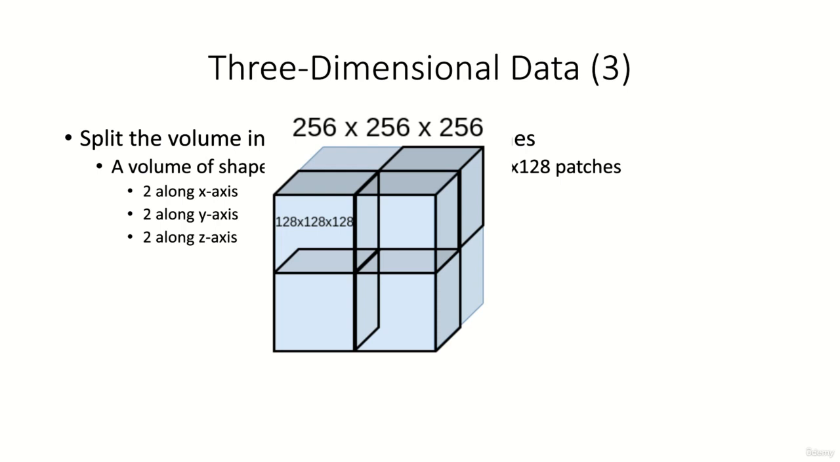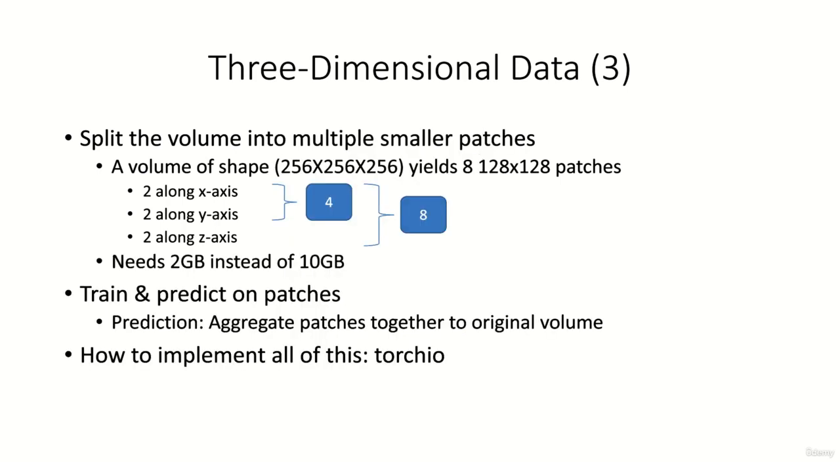Parallelized prediction on those smaller patches only needs 2 to 3 GB instead of 10. This is the reason why, until now, you typically train and compute prediction on patches when dealing with 3-dimensional data. Of course, we want to obtain a final prediction of the full volume. Therefore, we need to aggregate the prediction based on the patches back together. The good question now is how to implement all that stuff.